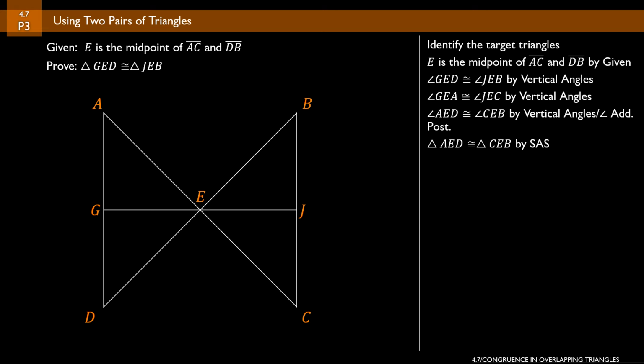So once we know that those two triangles, the two large triangles, are congruent, then we can say that all of their parts are congruent by CPCTC. This includes angle D and angle B. So if angle D and angle B are congruent, then what we see now is that we've got ASA congruence. So we know that triangle GED is congruent to triangle JEB by ASA.